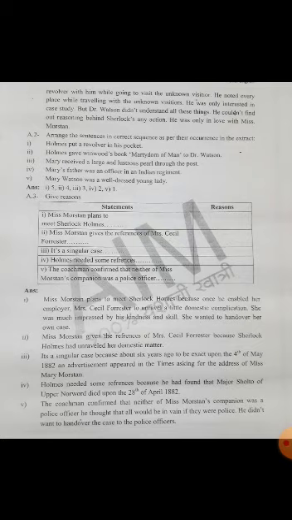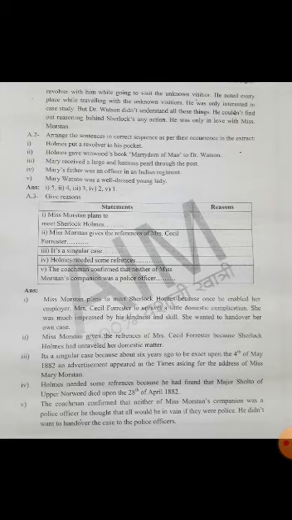Now major activity A3. Give reasons. Statements in tabular form are given here. One column is statements and the other column is reasons. First, Miss Marston plans to meet Sherlock Holmes. Second, Miss Marston gives the reference of Mrs. Cecil Forrester. Third, it is a singular case. Fourth, Holmes needed some references. Fifth, the coachman confirmed that neither of Miss Marston's companions was a police officer.